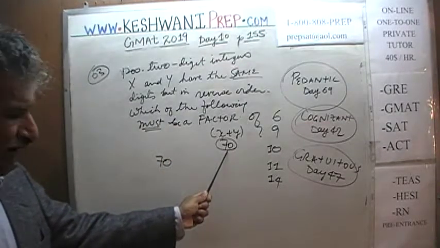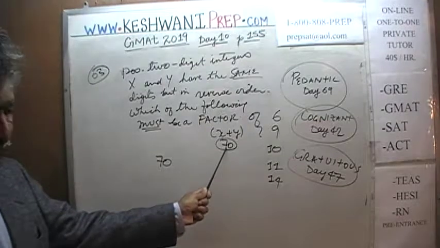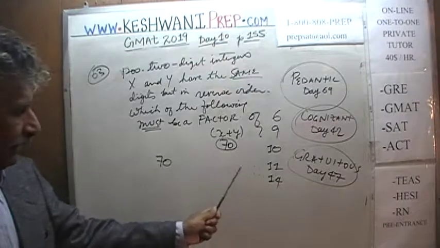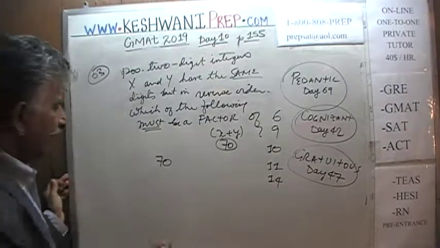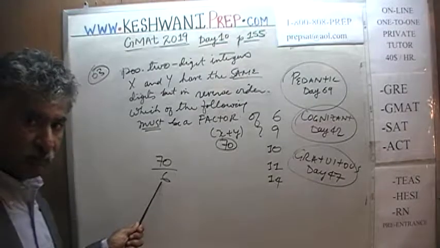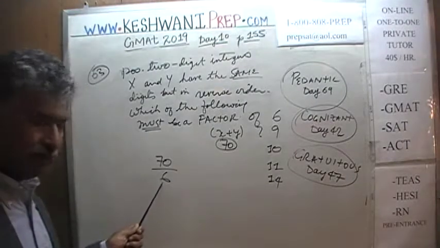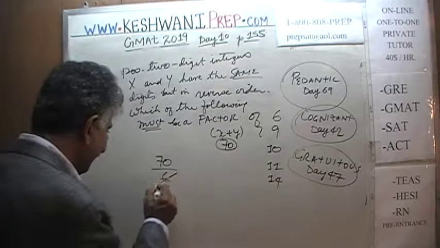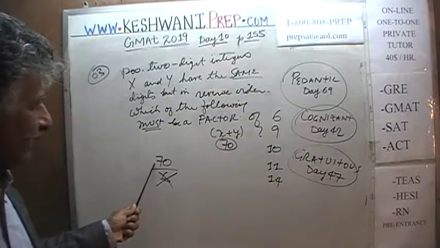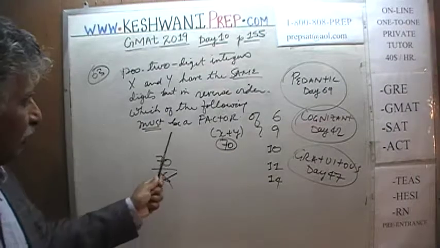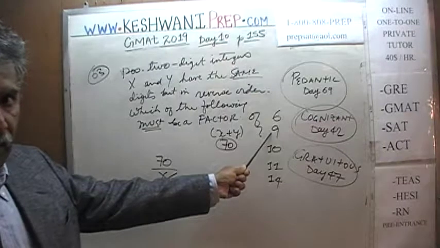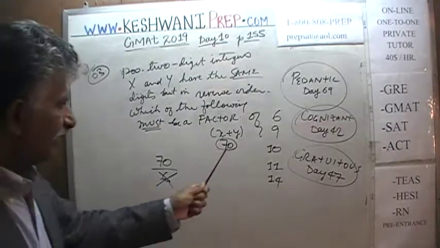What does it mean to be a factor of something? To be a factor of some quantity means that this number, any one of these numbers here, is evenly divisible. Can we divide 70 evenly by 6? Since 70 is not evenly divisible by 6, 6 is not a factor of 70. In other words, 70 is not a multiple of 6. That's what it means. To be a factor of something means that 70 must be a multiple of 6. 70 is not a multiple of 9. In other words, we cannot divide 70 by 9 evenly.